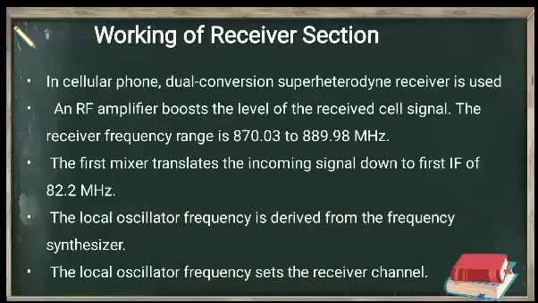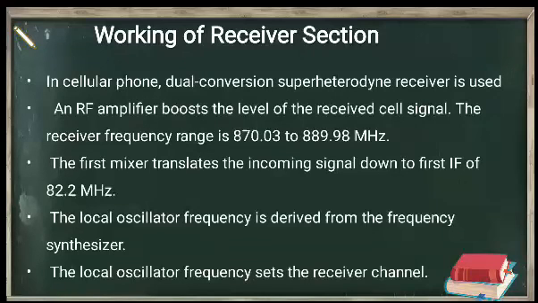In the cellular phone, no doubt the dual conversion superheterodyne receiver is used. The first block is the RF amplifier, which boosts the level of the received signal from the cell signal. The receiver's frequency range is 870.03 to 889.98 MHz. The first mixer translates the incoming signal down to the first IF of 82.2 MHz.